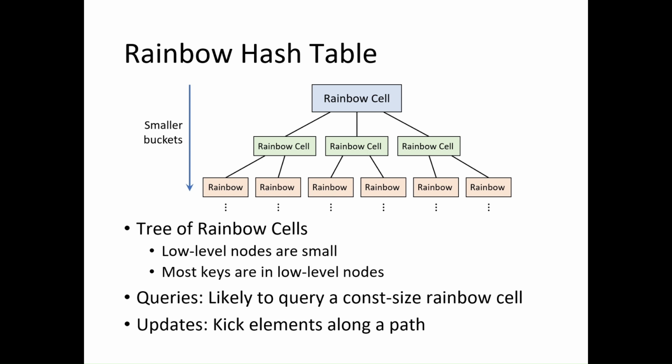The updates are another story. When we perform updates in the hash table, our algorithm will require us to kick elements along a path from the root to some internal node. This will perform insertions and deletions on the rainbow cells for a sequence of relatively large rainbow cells. But insertions and deletions of rainbow cells are very fast. They are constant time. So our updates are also very efficient.